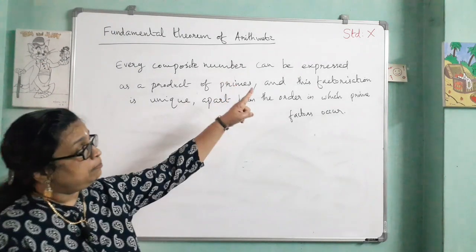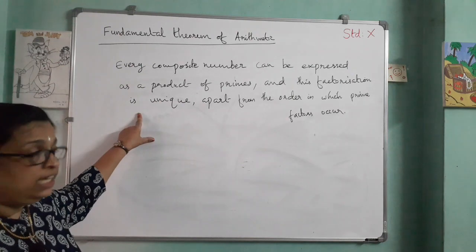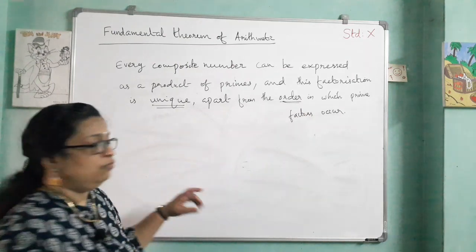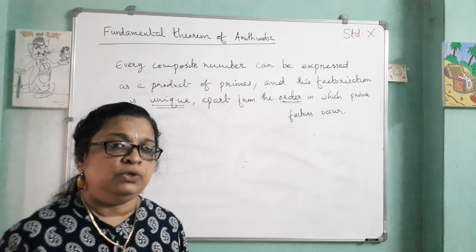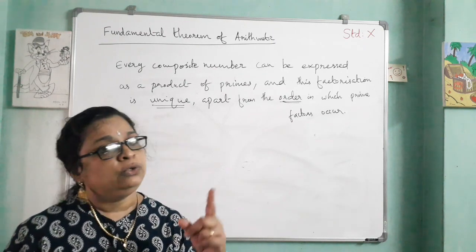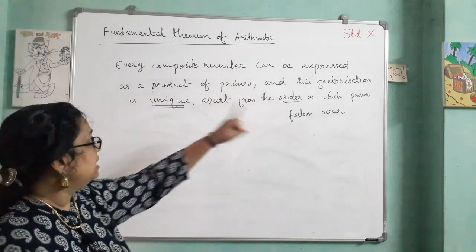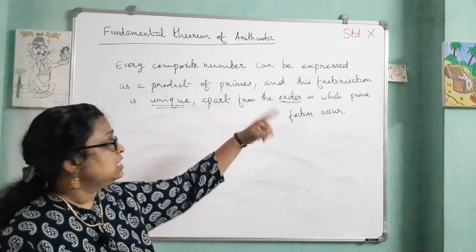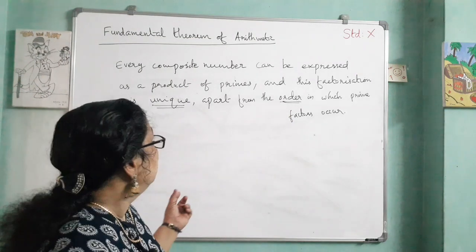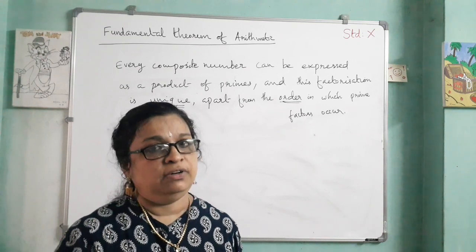Every composite number can be expressed as a product of primes, and this factorization is unique apart from the order in which prime factors occur. Order means first you take the smallest prime number, that is 2, and if 2 is not possible, then only you take 3. So the fundamental theorem of arithmetic: every composite number can be expressed as a product of primes, and this factorization is unique apart from the order in which prime factors occur. The fundamental theorem of arithmetic has many applications in mathematics and other fields also.